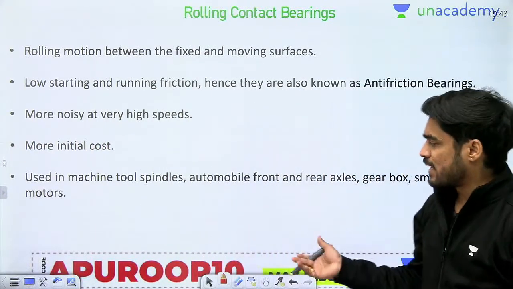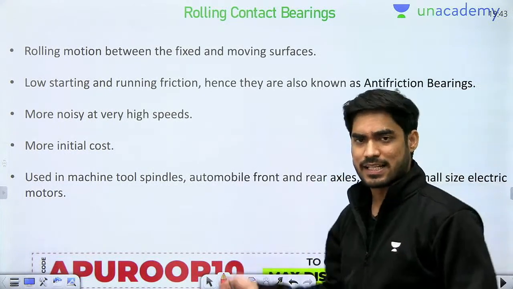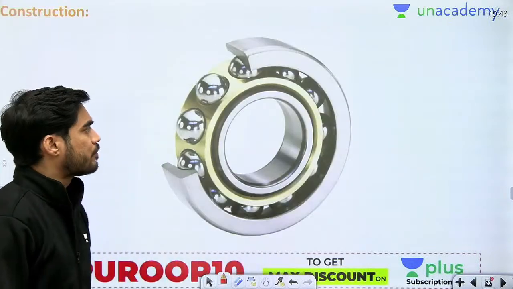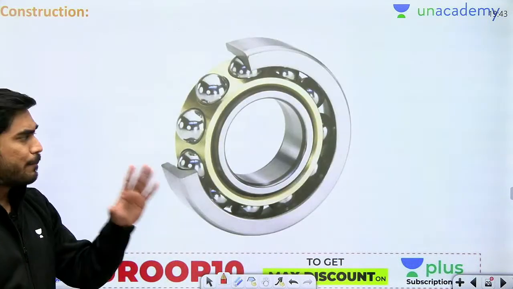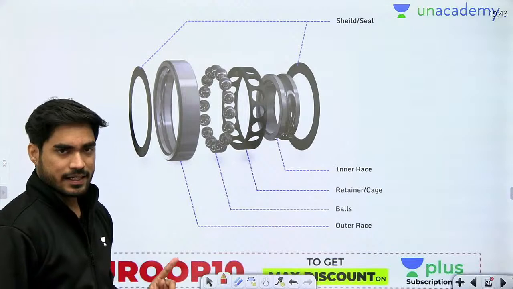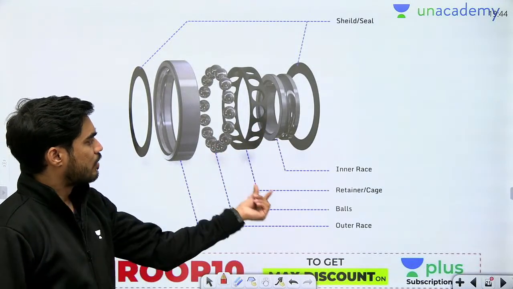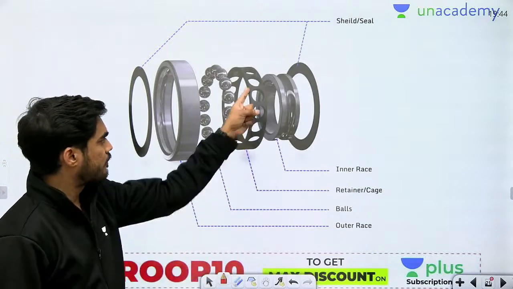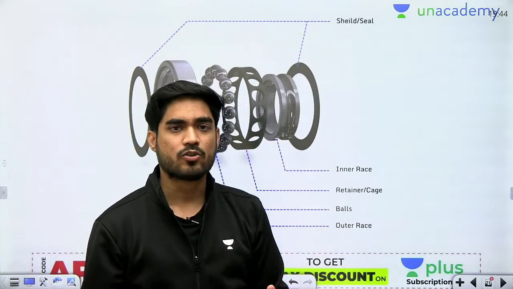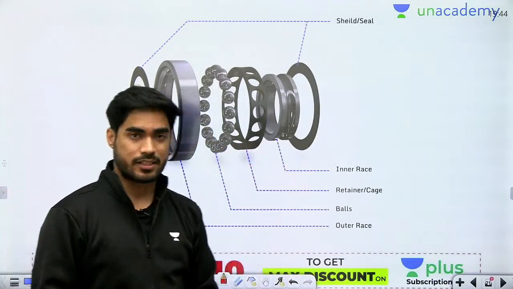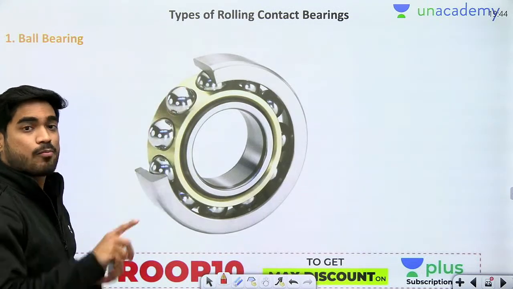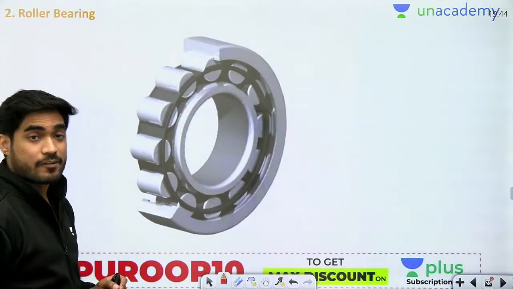Where they are used: the applications are in automobile front and rear axles, tool spindles, and small size electric motors. Then we saw the construction of a typical rolling contact bearing. So beta, these are the major parts: outer race, inner race. In between outer race and inner race, there are rolling elements such as balls or rollers which are fitted in this cage, and these sealants are in order to seal the bearing so that there is no contamination, okay? Then we saw there are 2 types of rolling contact bearing: ball bearing where spherical balls are used, and roller bearing where cylindrical rollers are used.